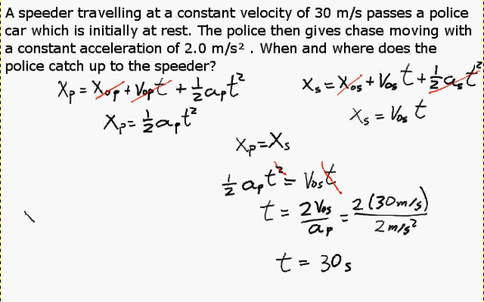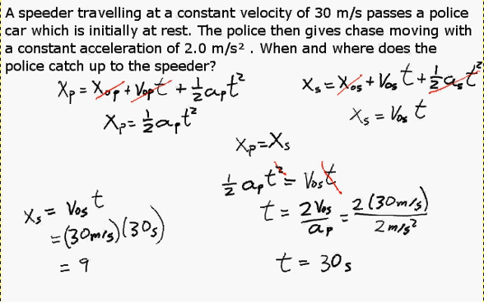To get the position where they meet, you simply take either the equation of motion for the speeder or the equation of motion for the police. In this case, the equation of motion for the speeder is the simpler one, and we substitute our variables. So 30 meters per second times 30 seconds is equal to 900 meters. So they'll meet after traveling 30 seconds and after traveling 900 meters.